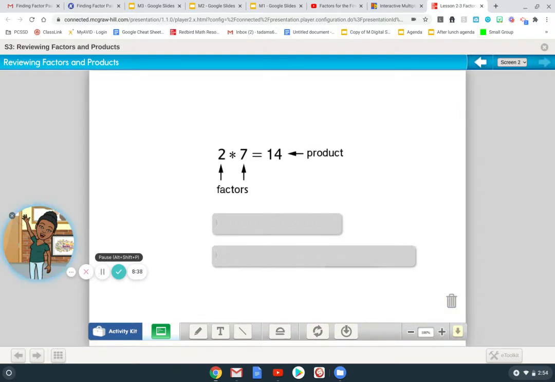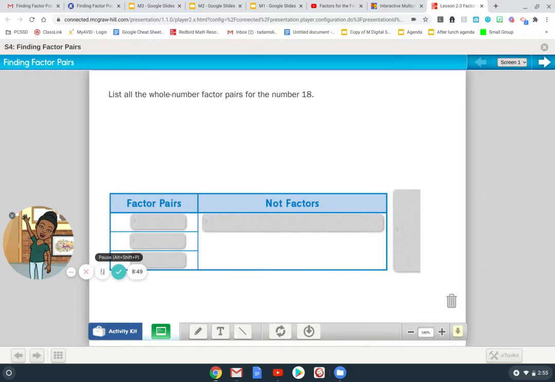If I were you, I would go ahead and make notes of which numbers are factors and what number is my product. Remember, the numbers that we are multiplying, those are the factors, and the answer is the product. Let's try another number, the 18. List all the whole number factor pairs for the number 18. We're going to start with 1, of course, and end with the number 18.